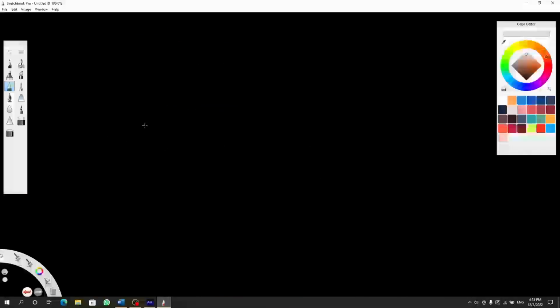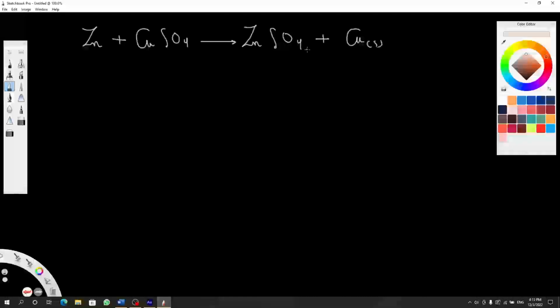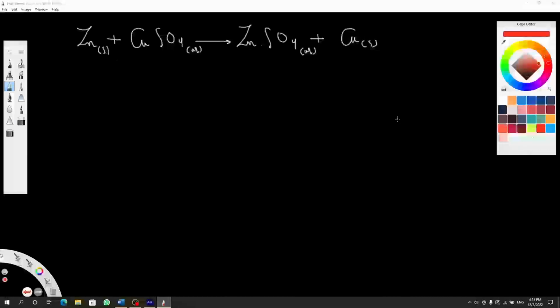Now let's talk about writing half ionic equations. If we have an equation like this one, zinc plus copper sulfate to form zinc sulfate plus copper. This is a solid, this is aqueous, this one is aqueous, and this is solid, copper. Alright, now let's try to write the half ionic equations.